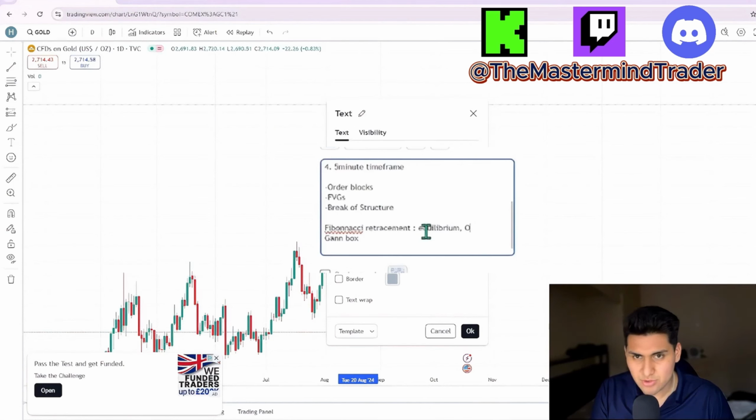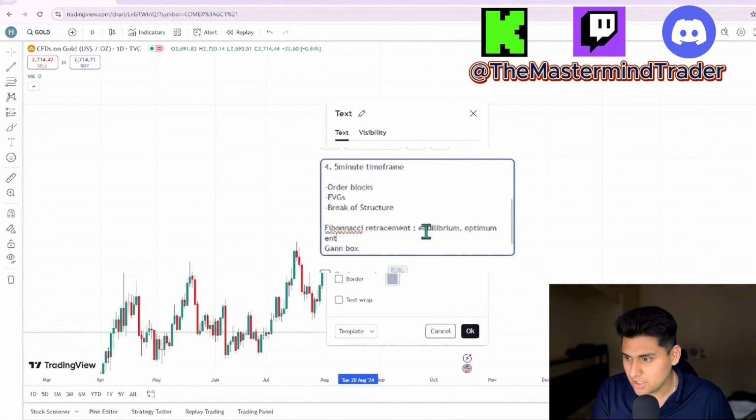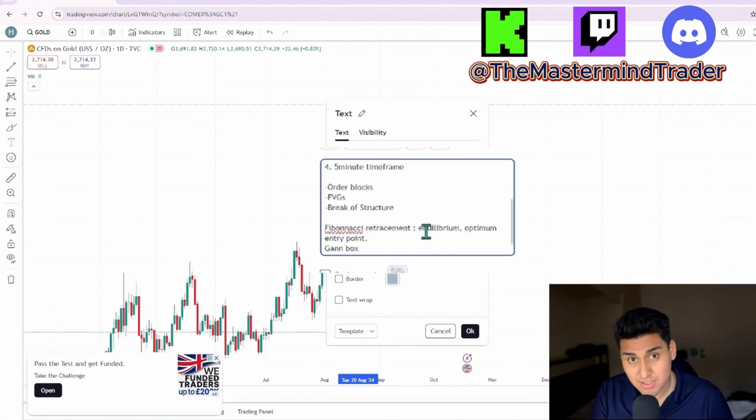I don't know what the abbreviation is, but I'm going to spell out optimum entry point. And I'm also looking to see whether the candlestick closes above this level, which is 0.718 or 0.781, something like that. So that is what I am looking for, those three things: equilibrium, optimum entry point, 0.718 or 0.781, whichever way those numbers go, right?